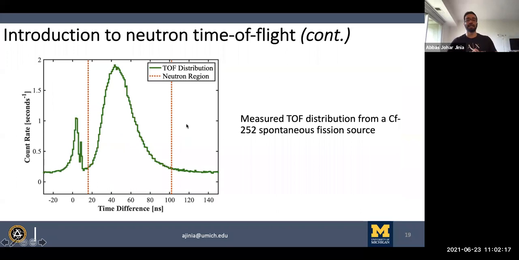A typical time of flight spectrum measured from a californium spontaneous fission source will look something like this, where all the gamma rays, because gammas, regardless of their energy, always travel at the speed of light, will arrive at the exact same time. And then for neutrons, their arrival time depends on the kinetic energy of the incoming neutron, so you're going to have a wide neutron distribution. This wide distribution is because of the different kinetic energies of the neutrons.